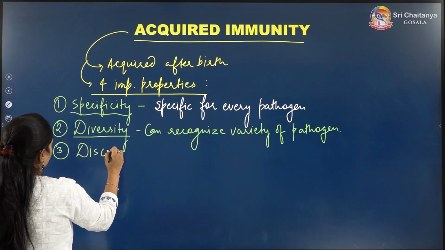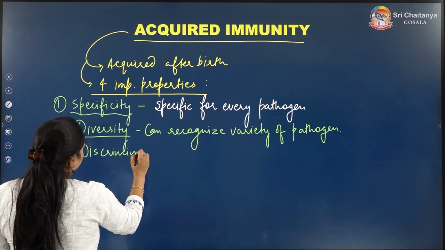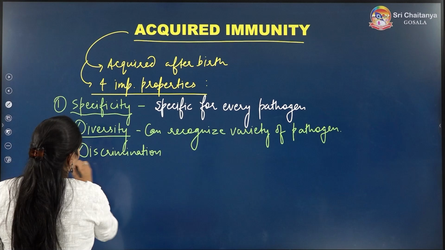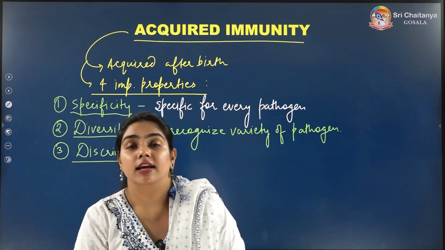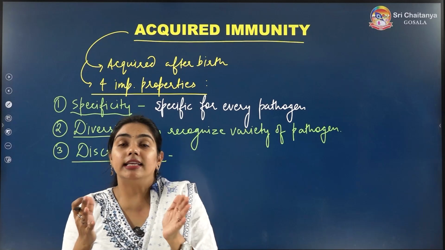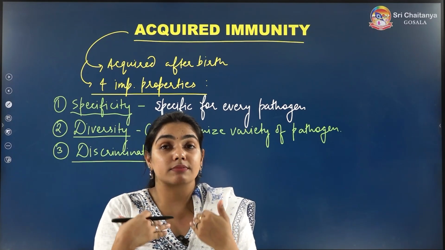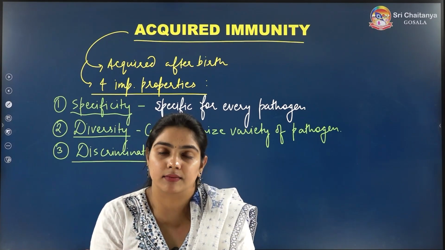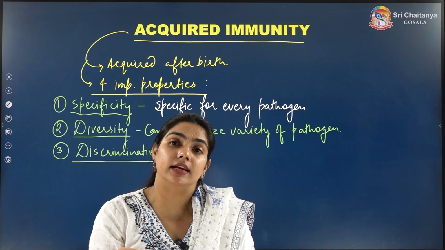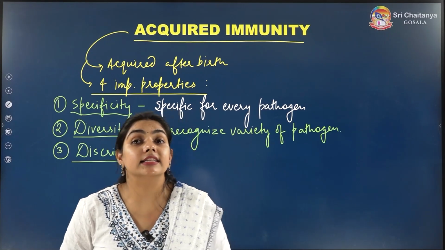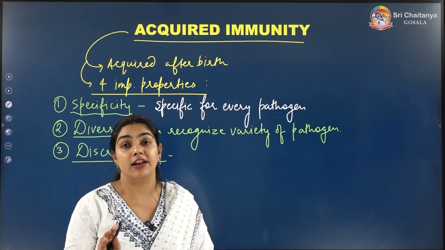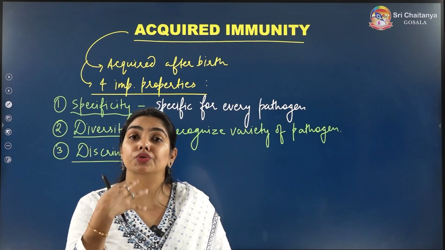Next property is discrimination. So this property, discrimination, means it can distinguish between what is mine and what is not mine, what has come from outside. If there is something which has come from outside, that is considered as non-self. That does not belong to your body.